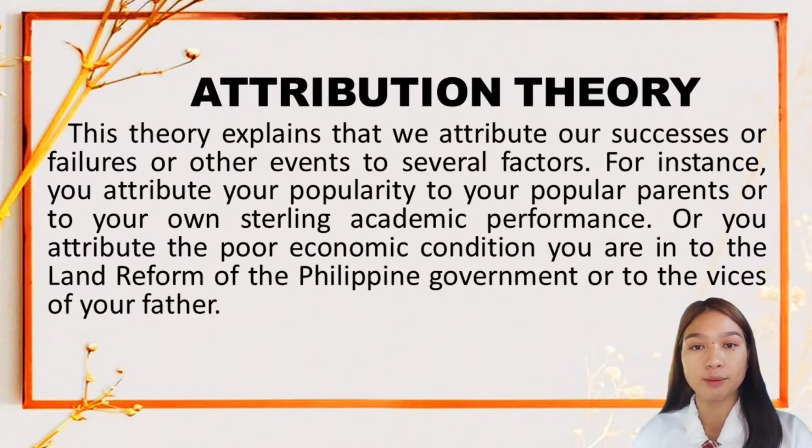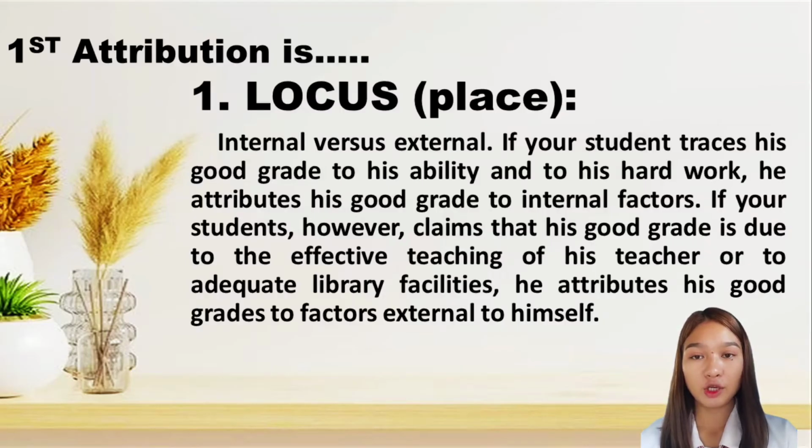Attribution theory is important for organizations because it can help managers understand some of the causes of employee behavior and can assist employees in understanding their thinking about their own behaviors. These attributions differ from one another in three ways. The first attribution is locus, or place, internal versus external.